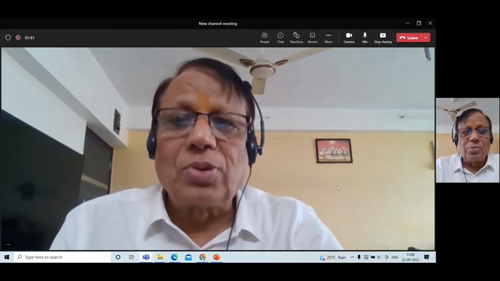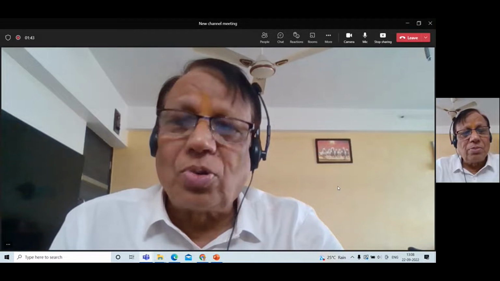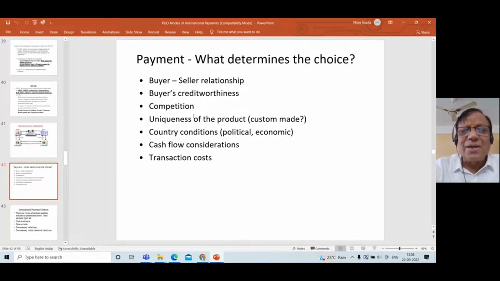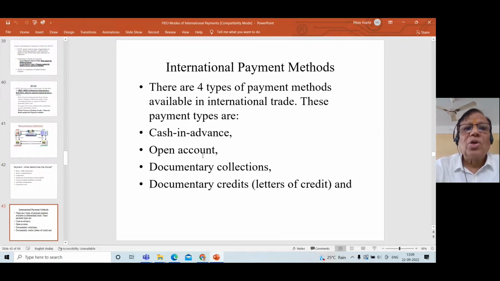Now let's talk about the most important point: how payment is used in international trade. It basically depends upon the relation between the seller and the buyer, the competition, uniqueness of the product, country conditions like political and economic, like Sri Lanka, Bangladesh, Pakistan, Afghanistan, cash flow considerations, and transaction cost. So basically, four payment terms are used: advance payment, open account basis, documentary collection basis, and documentary credit, that is letter of credit.